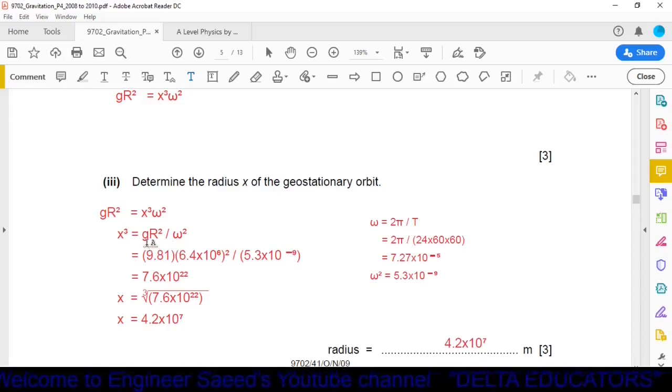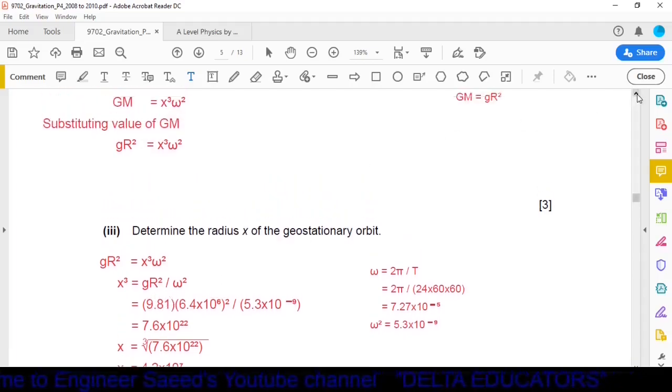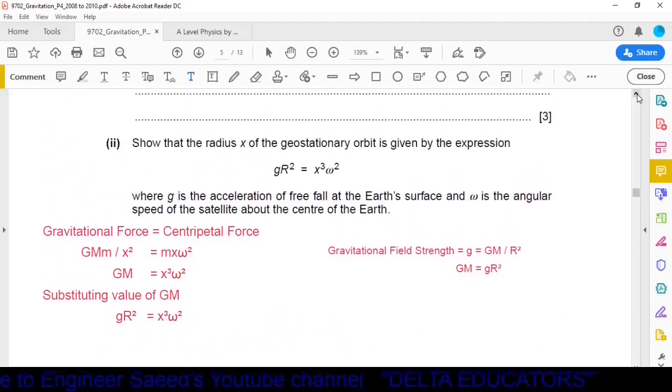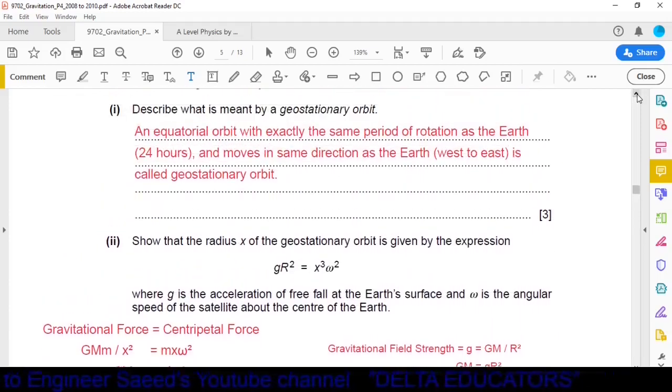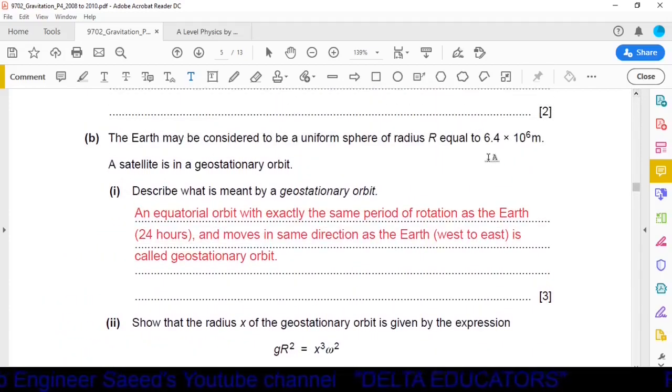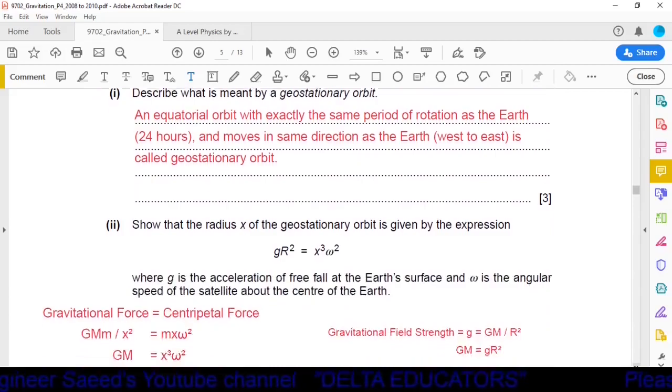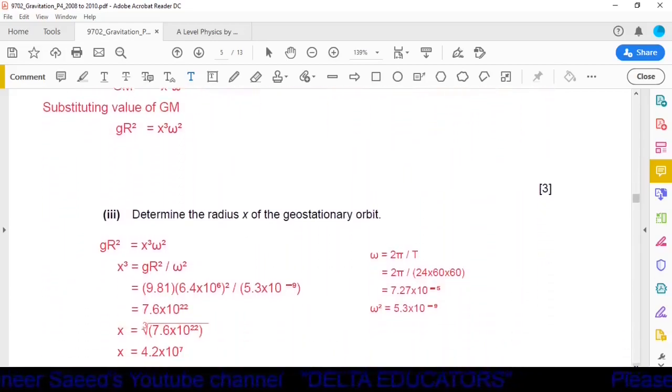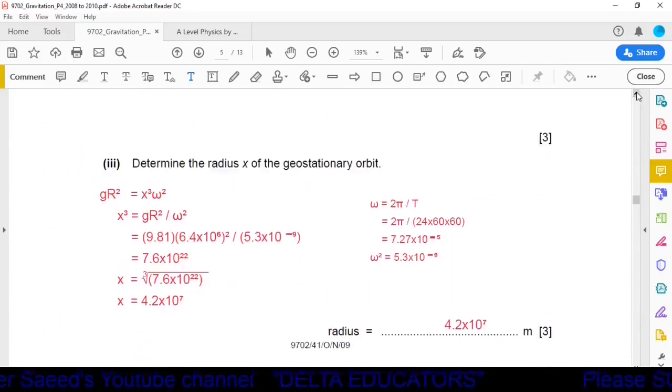g is the acceleration of free fall and its value is 9.81. This r is the radius of Earth. Radius of Earth is 6.4 into 10 power 6 meters. It is given here. So the value of r is given.